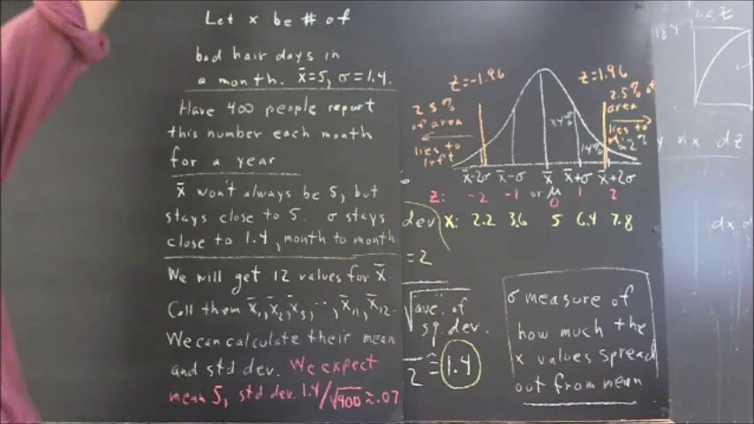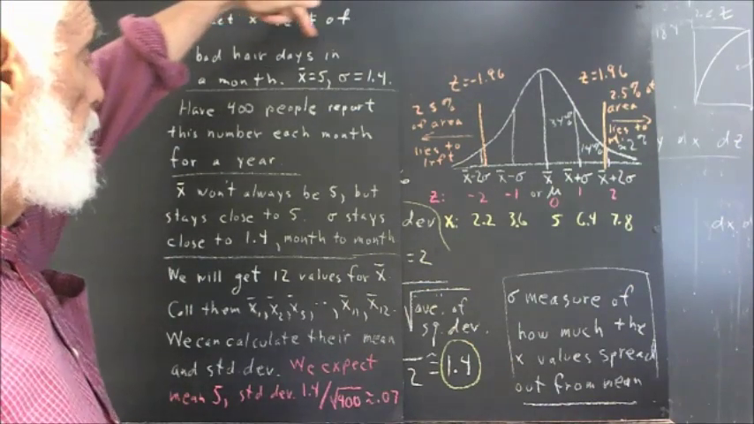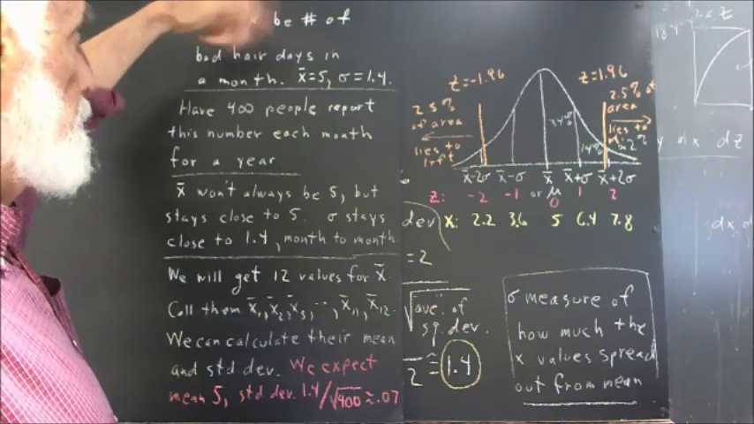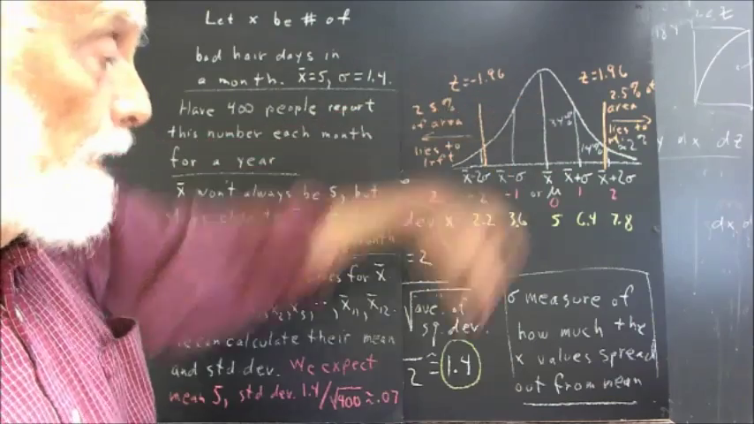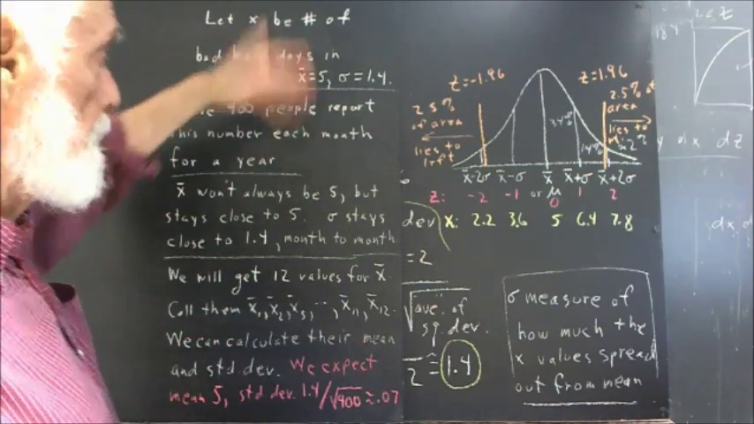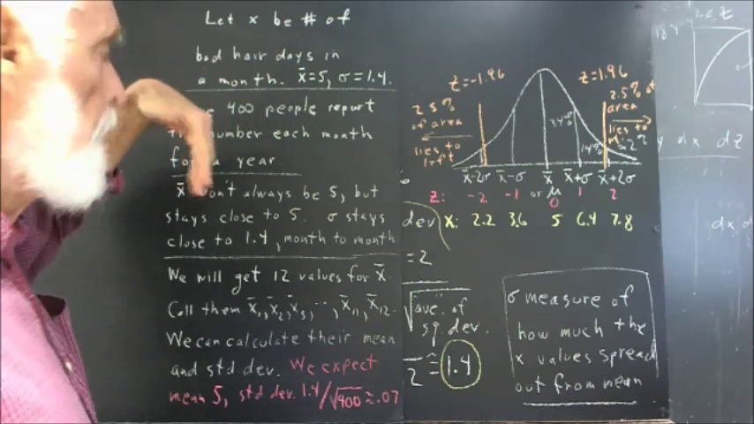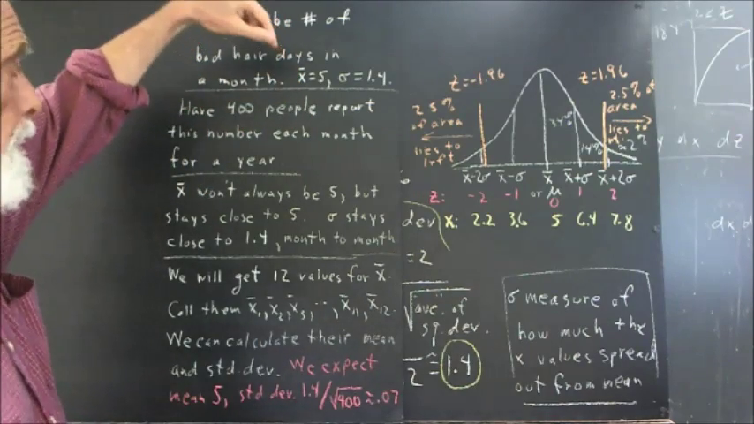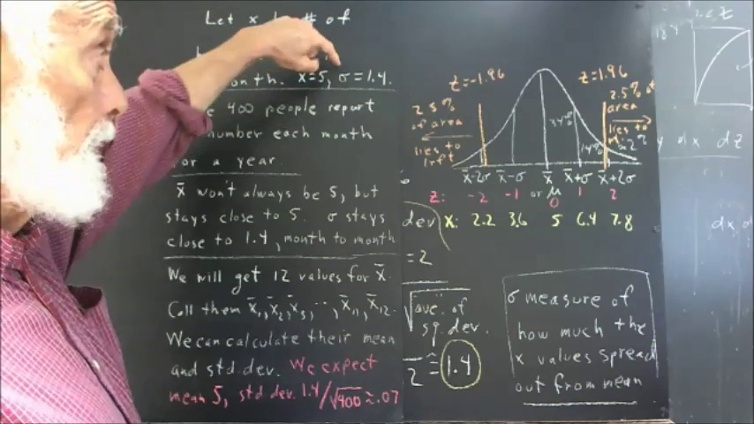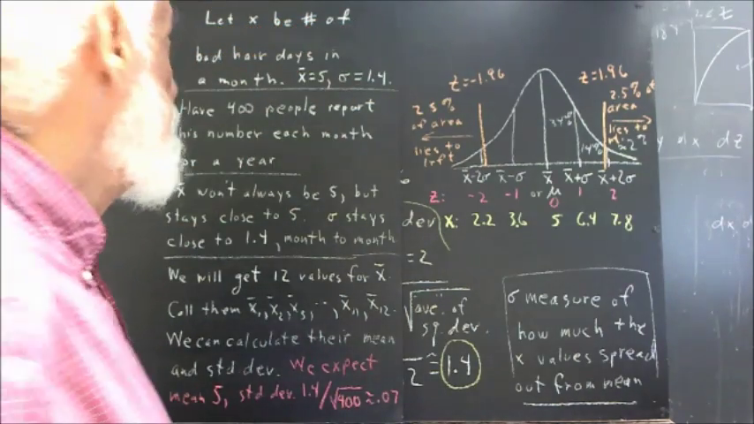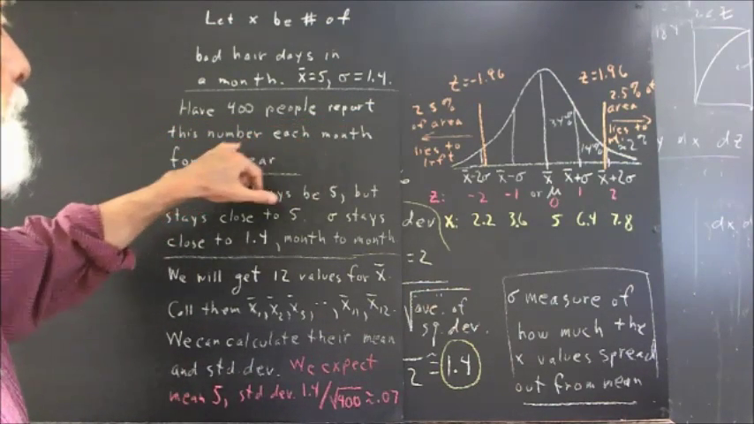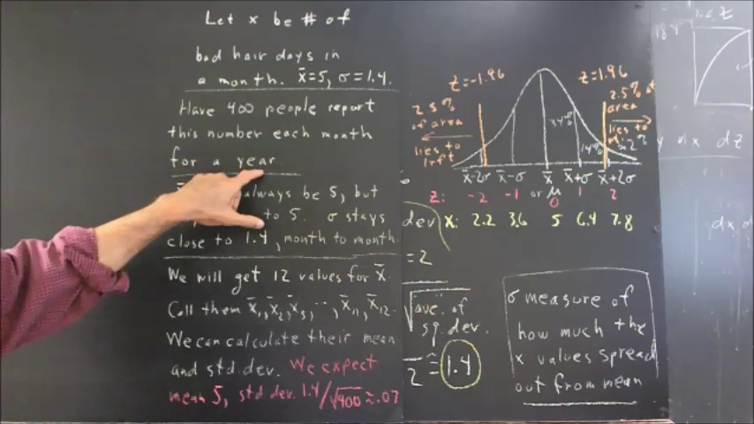Okay, now let X be the number of bad hair days someone reports in a month. And let's assume we have the same mean and standard deviation we have over here, although in this case we're going to be assuming that it's been calculated for a much larger number of people. So let's assume that the mean number of bad hair days in a month is 5, with a standard deviation of 1.4. And we're going to have 400 people report this number each month for a year.